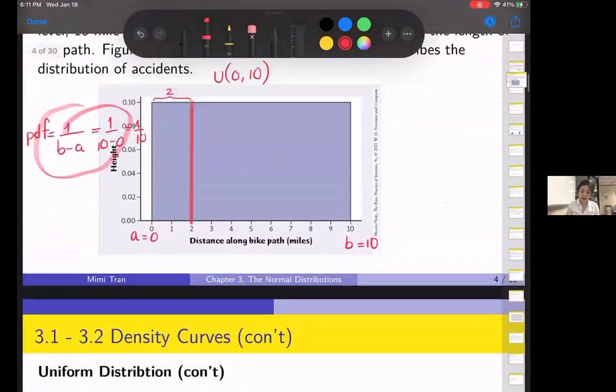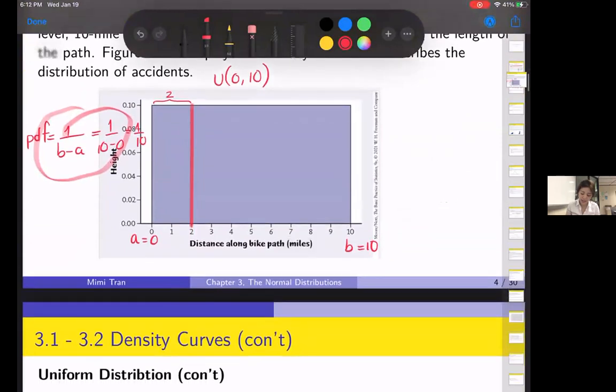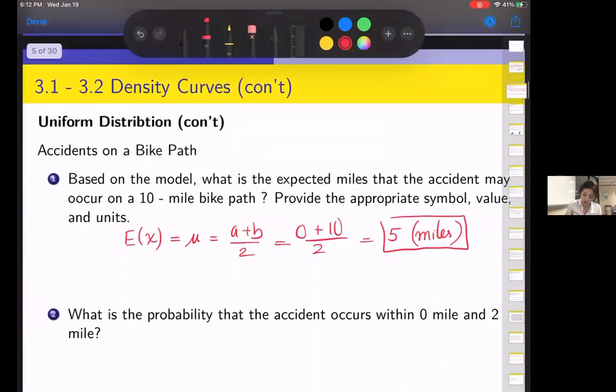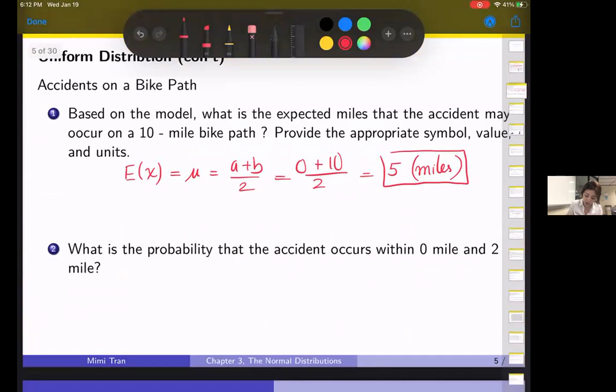All right, so the height is 1 over 10 and the width is 2. So the probability is just width times height. 2 times 1 over 10, which is 1 over 5, which is 0.2, 20%, right? Exactly 20%, 0.2 or 20%.